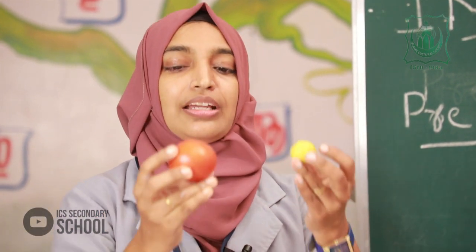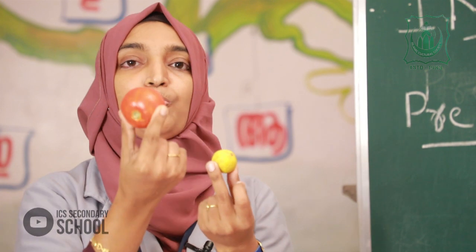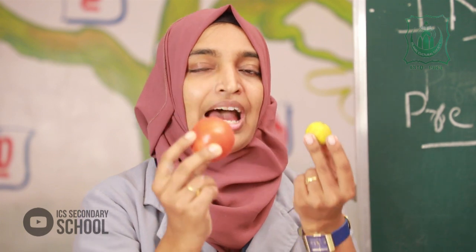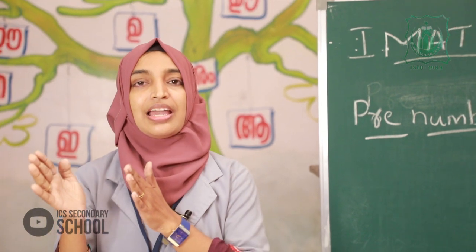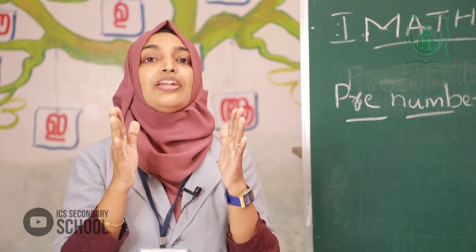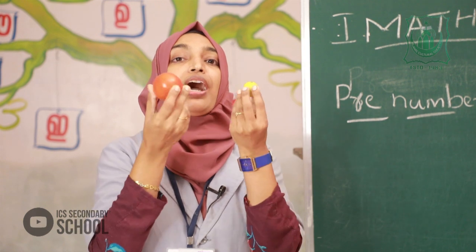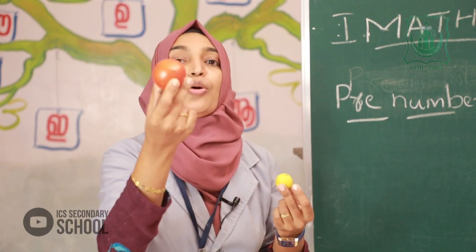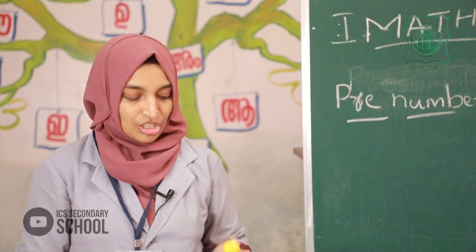Here, when we are comparing these two objects, the tomato and the lemon, which one is big in size? This is big, and the lemon is small. Do you now understand what is big and small? The tomato is big and the lemon is small. When we compare an object by its size, we can use the terms big and small. The tomato is big and the lemon is small.